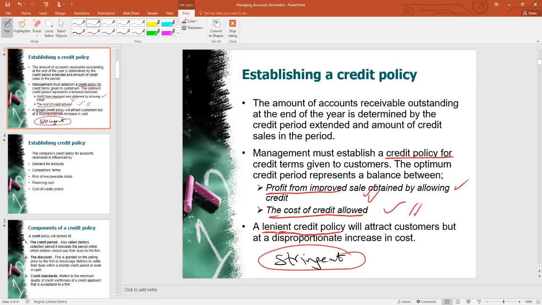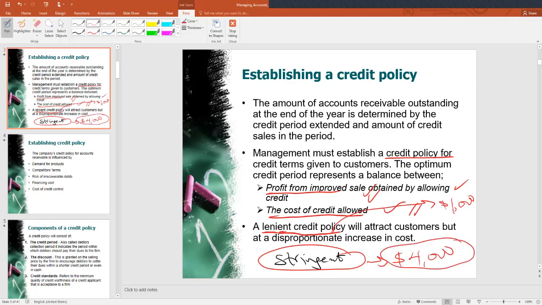For the sake of our understanding, if the net benefit you receive from the lenient policy is, let's say, $1,000 per annum, and if you adopt the stringent policy, which means you're going to be strict to your customer, the net benefit received is, for example, $4,000, then of course you go with the stringent policy. You may be strict with your customer, but in terms of financial implication, there are more savings and more benefits in this policy, as opposed to being lenient with your customer. So it can go either way.